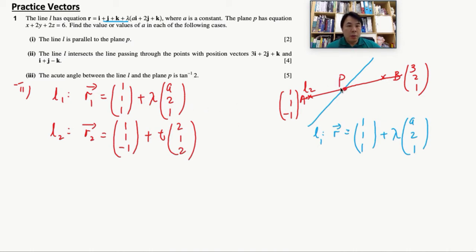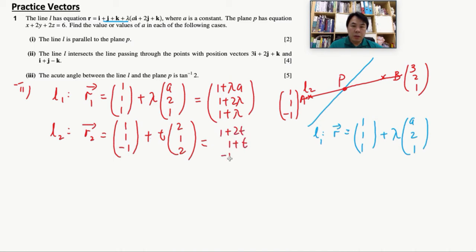Now, because they meet at one point, we're going to solve this simultaneously. So for that, we can rewrite these vector equations as such. We can rewrite this again as (1 plus lambda, 1 plus 2 lambda, and then 1 plus lambda). And then the second part we can also rewrite as (2t, 1 plus t, and then -1 plus 2t). Now because they are meeting, therefore we say that vector 1 must be the same as vector 2. And then all we need to do is equate both of these.